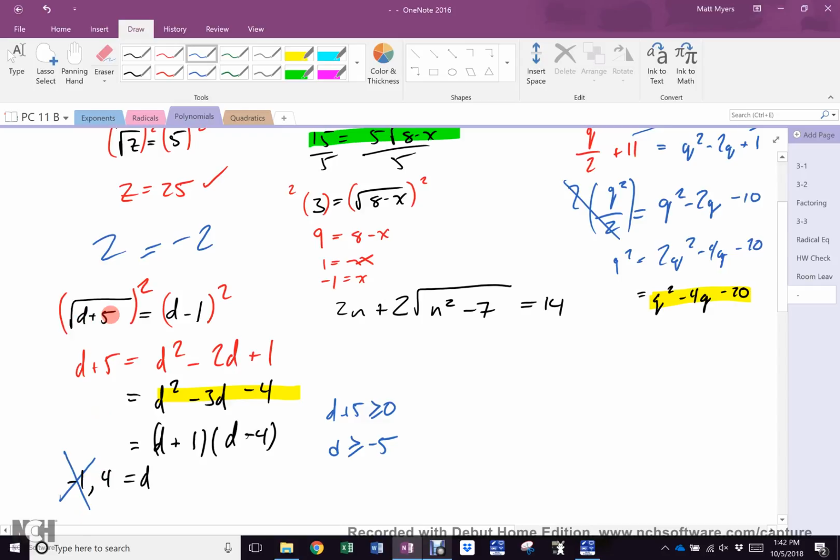What's 4 plus 5? 9. What's square root of 9? 3. What's 4 minus 1? Does 3 equal 3? Hoppa! Yeah! Flashing lights, music. Yeah. 4 is right.